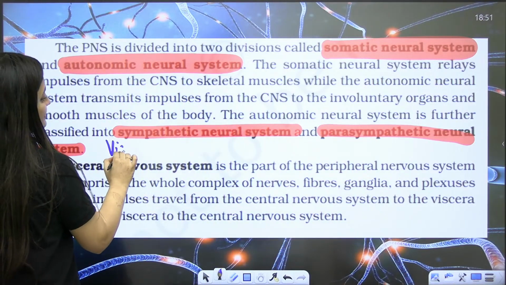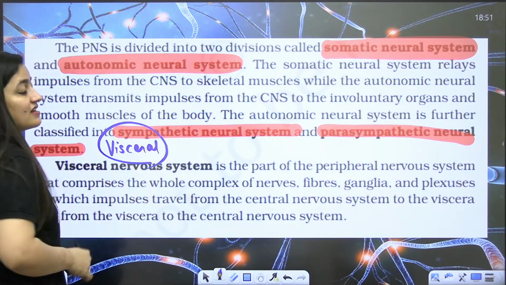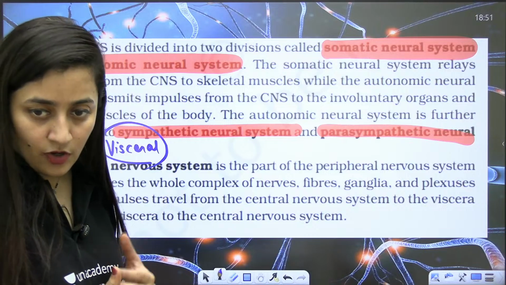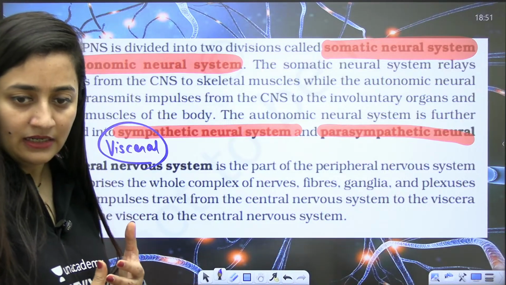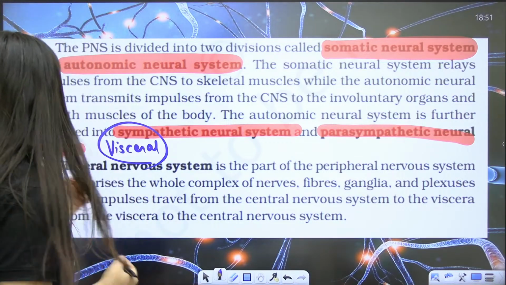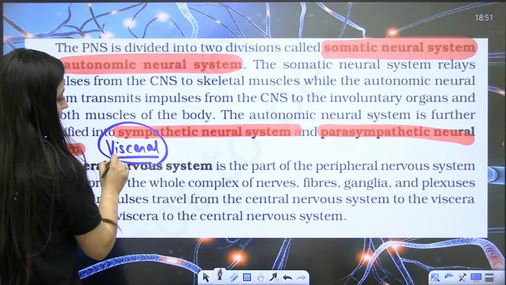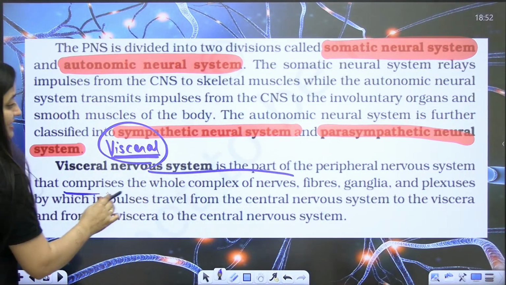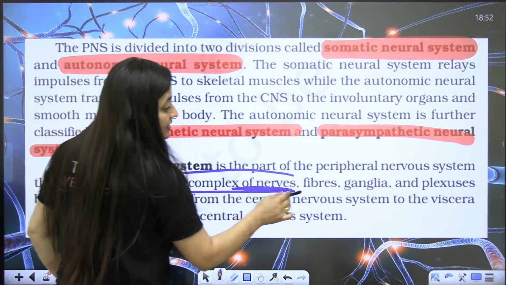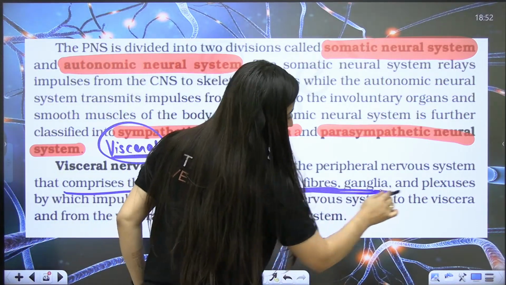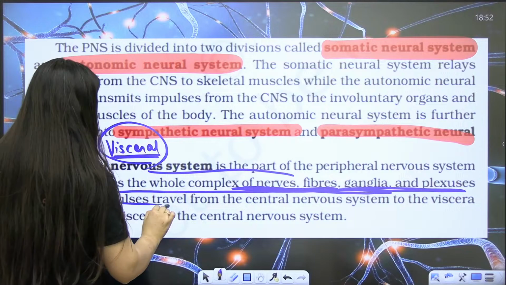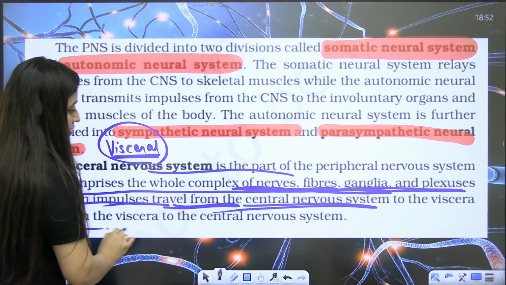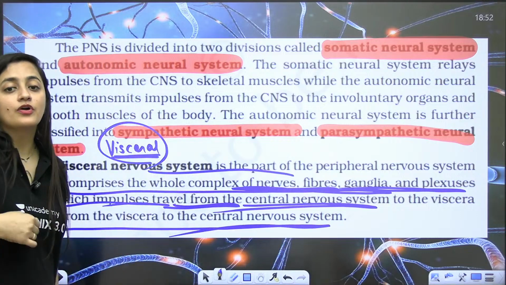Now what about the visceral nervous system? Viscera means body organs. You are talking about the body organs. Are they going to work with your will? When you are talking about the visceral nervous system, you're talking about the viscera. So it is that part of the peripheral nervous system that will contain nerves, nerve fibers, the ganglia and the plexus, by which the impulse will travel from the central nervous system to viscera and from viscera to the central nervous system.